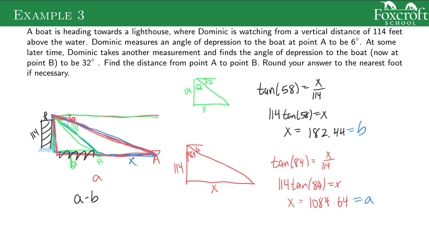So if I take A minus B, I'm going to get 1084.64 minus 182.44. I get 902.2, but it asks me to round to the nearest foot, so I'm just going to do 902 feet. All right, so this is the brand new thing. This is actually the part of the challenge problem, using two different right triangles to figure out something that's not in a right triangle. If you just think about where your right triangles are, where you can use SOHCAHTOA to figure out stuff, you can figure out more information you need and try to put it all together. But your goal is finally to get down to that answer that's not in the right triangle.